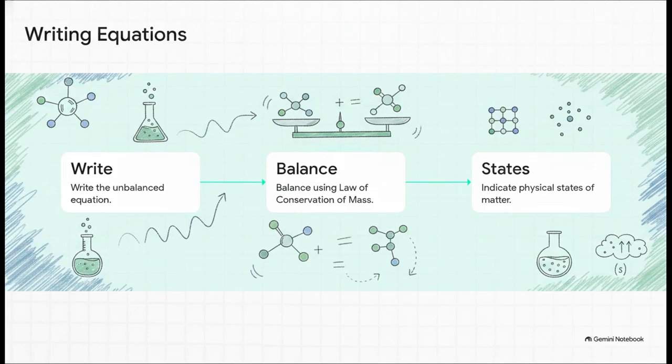Why? Well, because of the law of conservation of mass. The universe is a very strict accountant. Atoms are never magically created or destroyed, they only rearrange themselves. So we add coefficients until both sides match up perfectly. And finally, we indicate the physical states of matter.